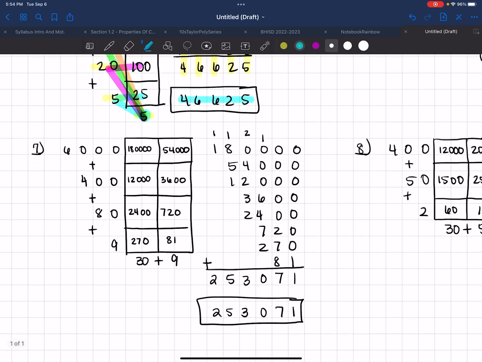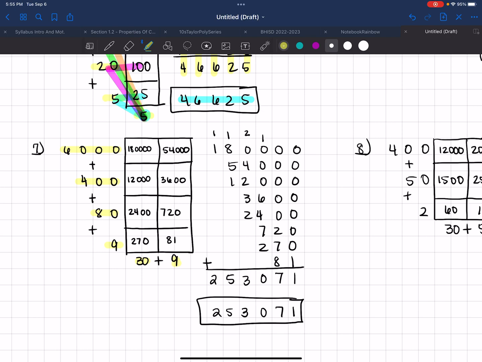Problem number 7 asks us to multiply 6,489 times 39. So once again, we're splitting them up into thousands, hundreds, tens, ones, and then the 39 into tens and ones. So I have 6,489. And you notice I have the pluses in there because if I add 6,000 plus 400 plus 80 plus 9, that does give me 6,489. Then I bust up the 39 into 30 and 9.